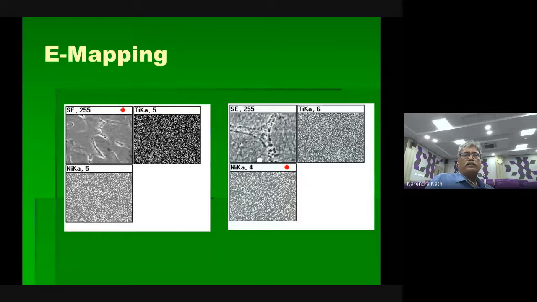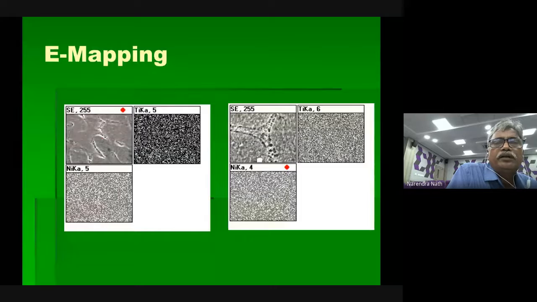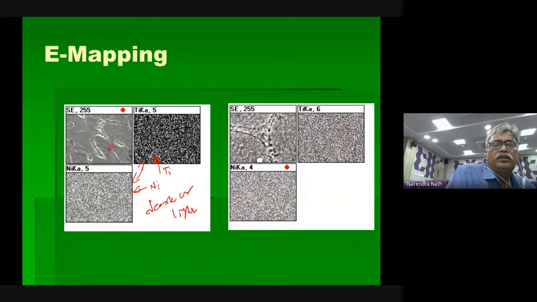And this is the elemental mapping. This is the area we mapped. Here you see, bright is Ti and dark is Ni. If you put one over the other, we get this figure. That means dark and light are equal, so nickel and titanium are equal. We checked that for a big area.